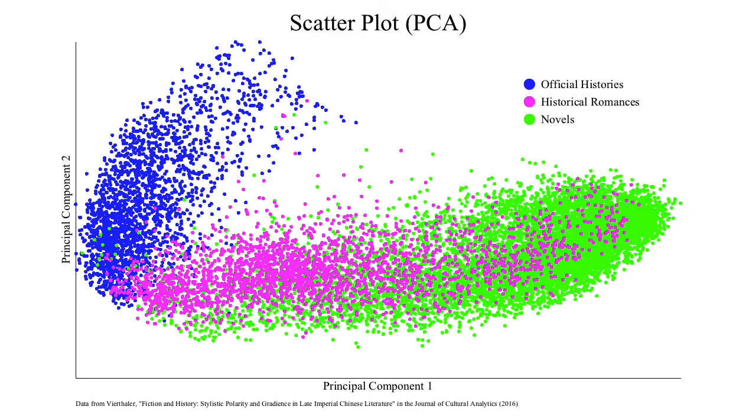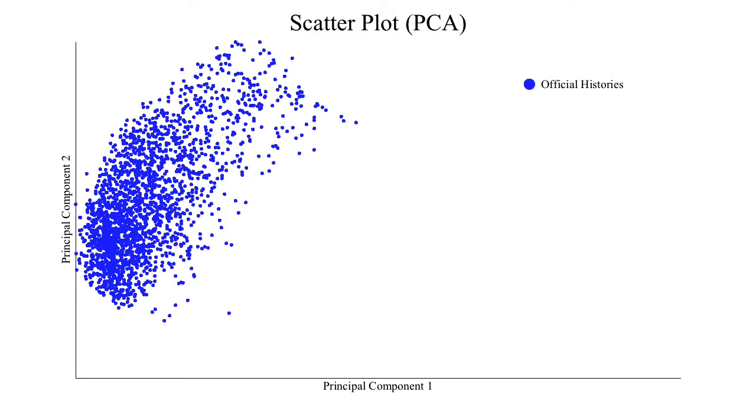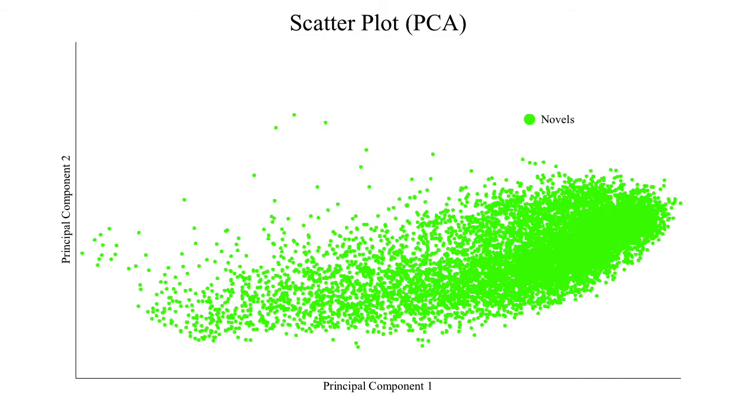We can see that official histories, shown here in blue, dominate the left side of this graph. But they're also fairly dispersed across the y-axis. Fiction, on the other hand, is most densely concentrated on the right side of the graph and shows less dispersion along the y-axis.